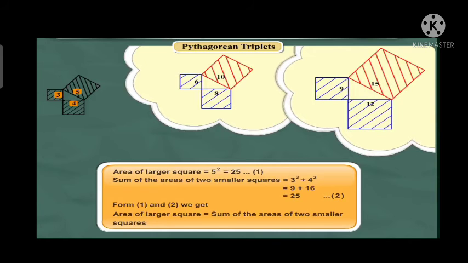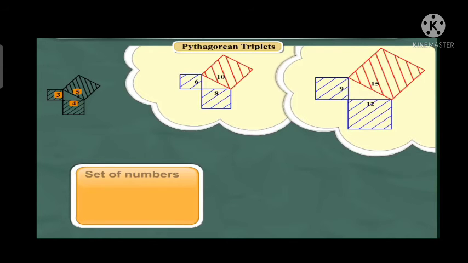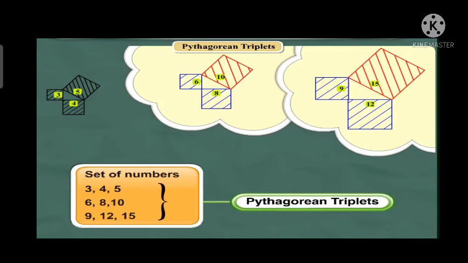He found this with the other two examples. Therefore the sets of numbers 3, 4, 5; 6, 8, 10; 9, 12, 15 were termed to be known as Pythagorean triplets. Now with the help of some examples, we will find out and determine some Pythagorean triplets. So let's see the example.